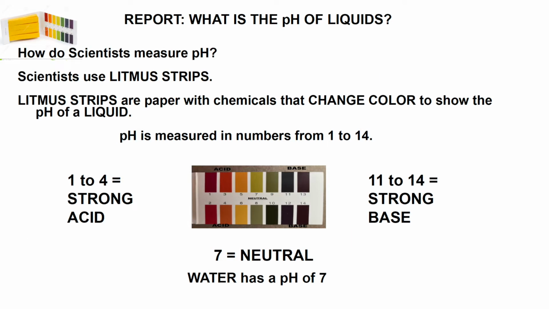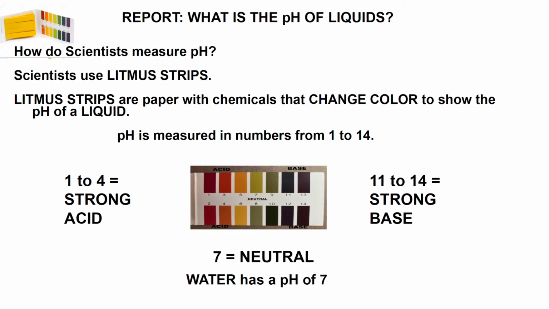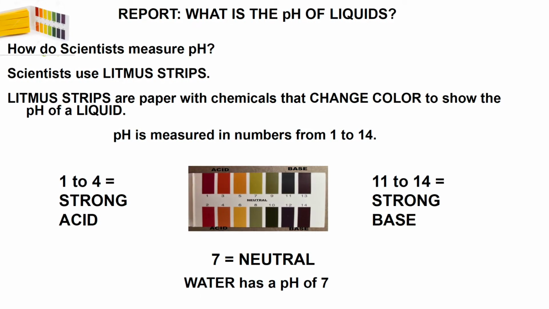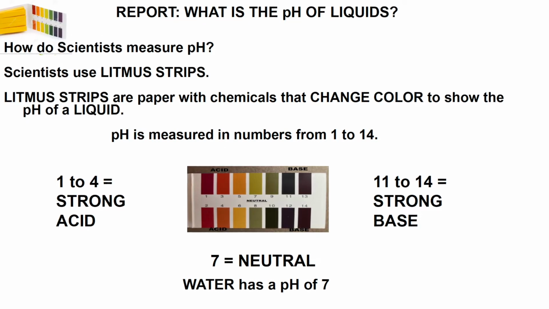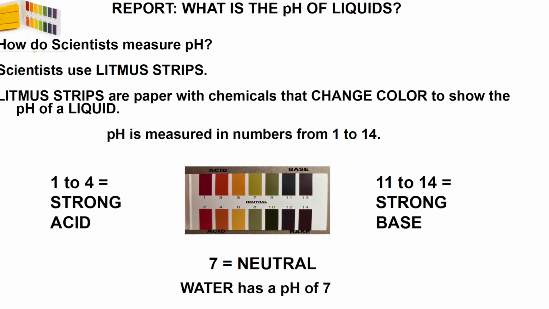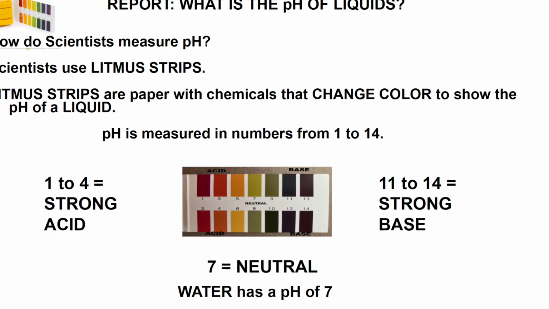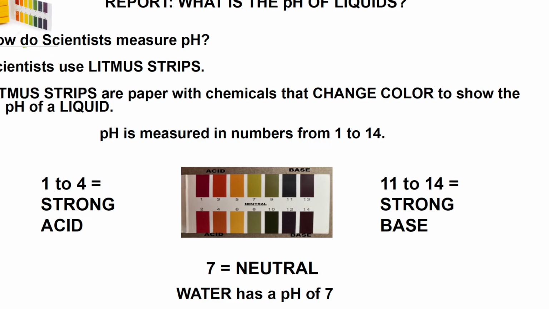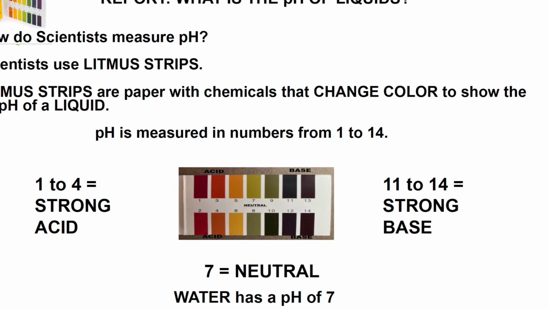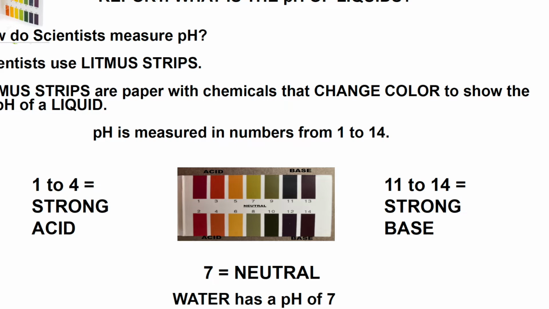Scientists use litmus strips to test for pH. Litmus strips are papers with special chemicals that change color to show the pH of a liquid. pH is measured in numbers from 1 to 14. Number 7 is the pH of water. From 6 to 8 is considered neutral pH. If the pH is from 1 to 4, it's a very strong acid. If the pH is 11 to 14, it's a very strong base.